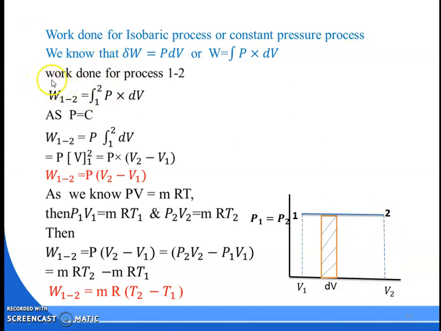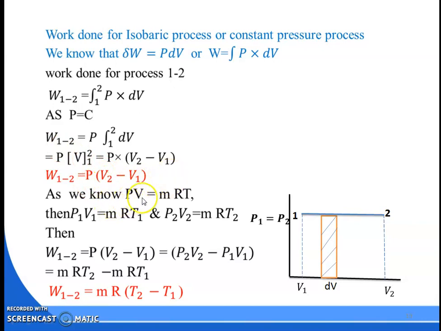So now we will derive the work done. Work done for process 1 to 2 is W1 to 2 is equal to integration with limits from 1 to 2 of P into dV. Here pressure is constant, so it comes outside. You integrate dV; the integration of dV is V, with limits from 1 to 2. So P into V2 minus V1. So W1 to 2 is equal to P into (V2 minus V1).